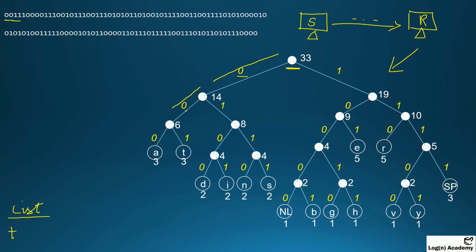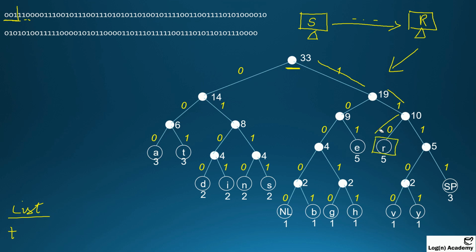And then again, he will go back to the root node. Now these first three numbers have been used, so we will start from the fourth number. The fourth number is 1, so the receiver will traverse towards the right hand side. Then he has 1 once again, so he will move towards the 1. Then we have 0, then we have 0, and now we got the character.